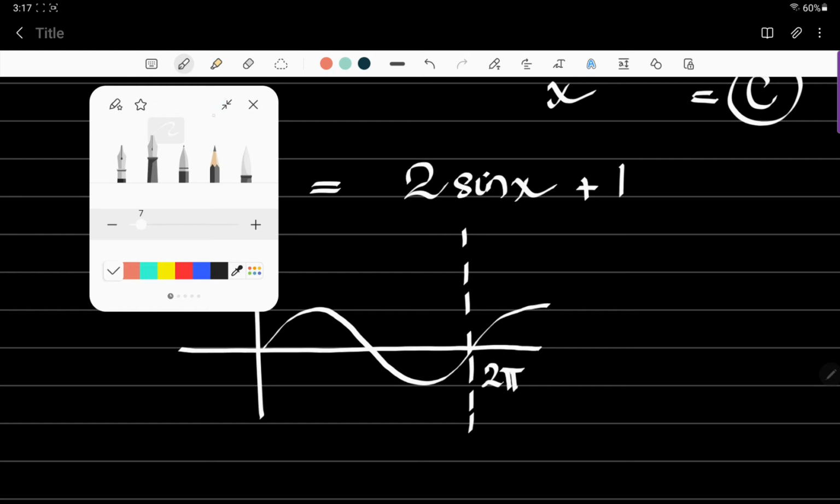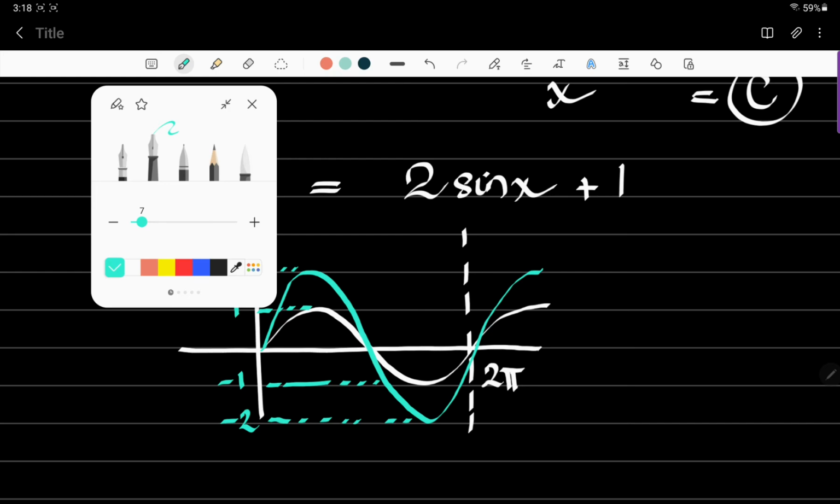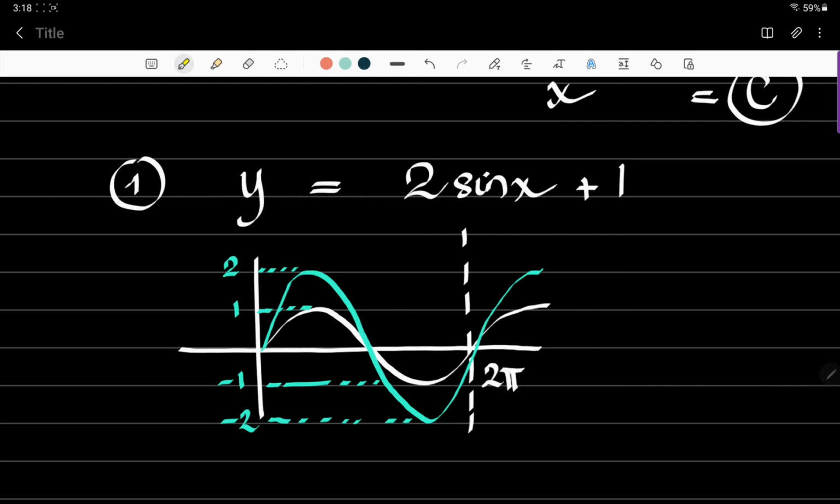Let me change the color. They usually don't tell you the reference height; it's usually the ground. Amplitude 2, so this one here is 2, this one here is 1. Now we have plus 1, so what do we do? We shift the whole thing up 1.